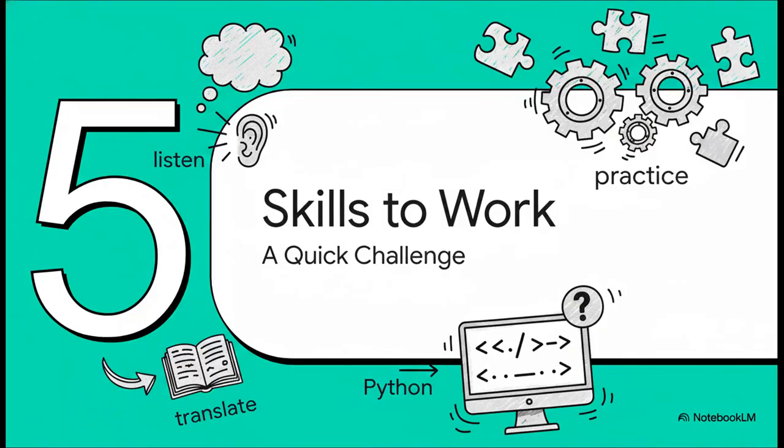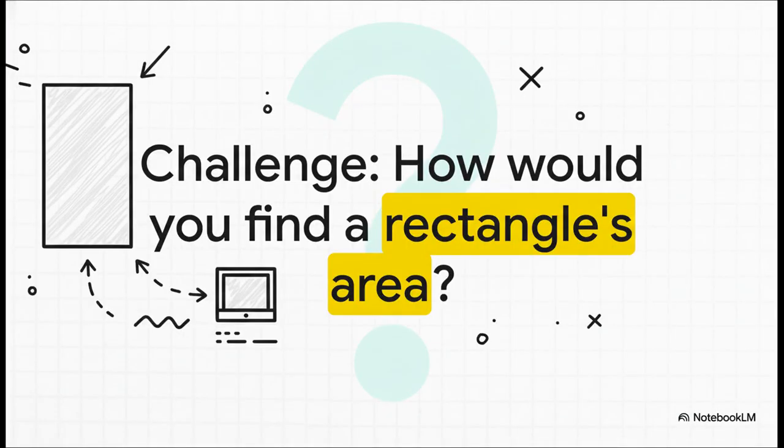Okay, enough talk. You've learned how to make your program listen, and you've learned how to translate what it hears. Let's put these new skills to the test with a quick challenge. So think about this for a second. To calculate the area of a rectangle, you need 2 things from the user, right? The length and the width. And both of those could totally have decimals. So how would you write a program that could handle that?